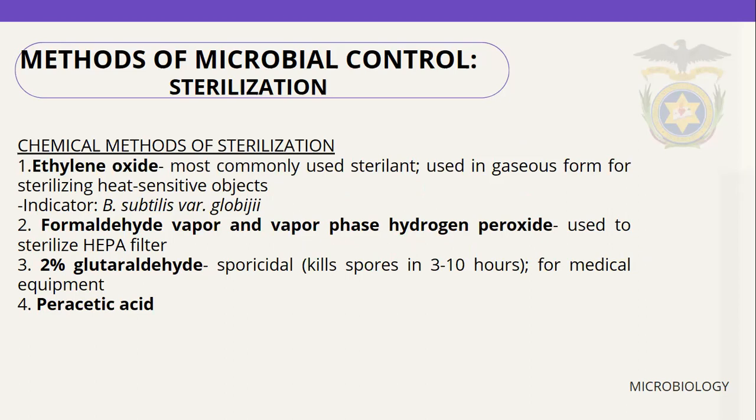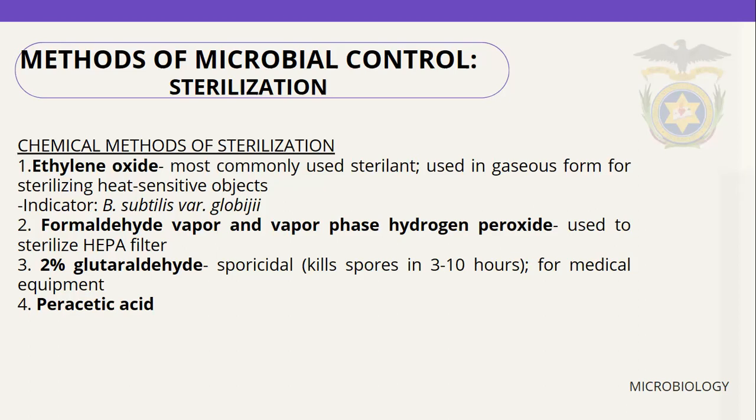We have the first one, which is the ethylene oxide, and it's the most commonly used sterilant. It is used in gaseous form for sterilizing heat sensitive objects, and our indicator there is Bacillus subtilis var. Globigii. Number two, we have our formaldehyde vapor and vapor phase hydrogen peroxide, which is used to sterilize our HEPA filter. Next one is our 2% glutaraldehyde.